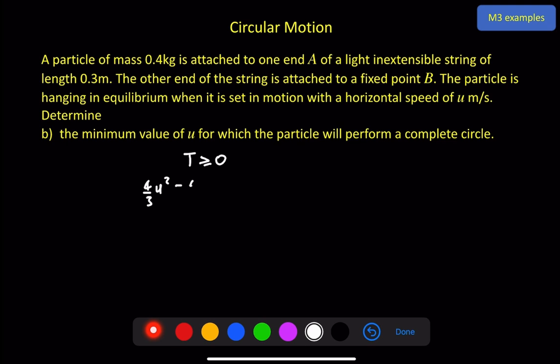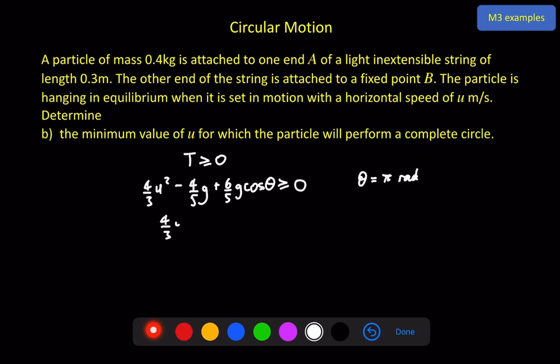minus 4 over 5 g plus 6 over 5 g cos theta greater than or equal to 0. We know theta at that top point is going to be pi radians, or 180 degrees, which is minus 1, which gives us 4 over 3 u squared minus 4 over 5 g minus 6 over 5 g.